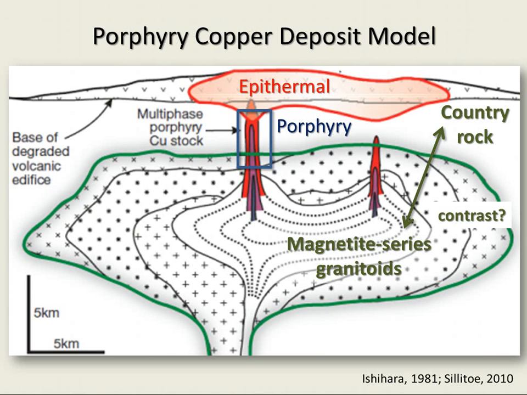The porphyry epithermal environment is a relatively small expression of a much larger system. The porphyry copper deposits are associated with magnetite series granitoids. Such rocks have a significant amount of magnetite as an accessory mineral. If the granitoids are placed in country rock with little or no magnetite, then these igneous rocks may produce bumps in our magnetic data.